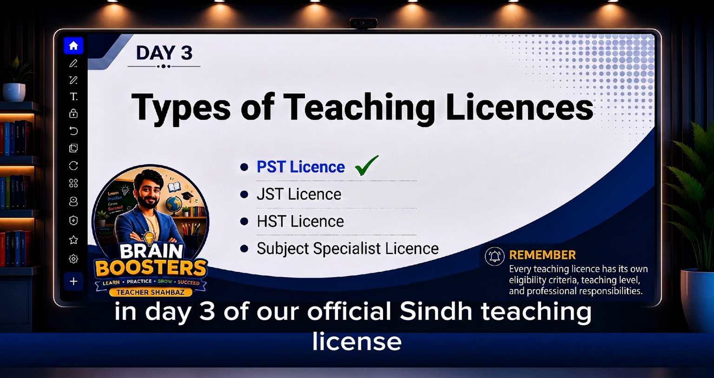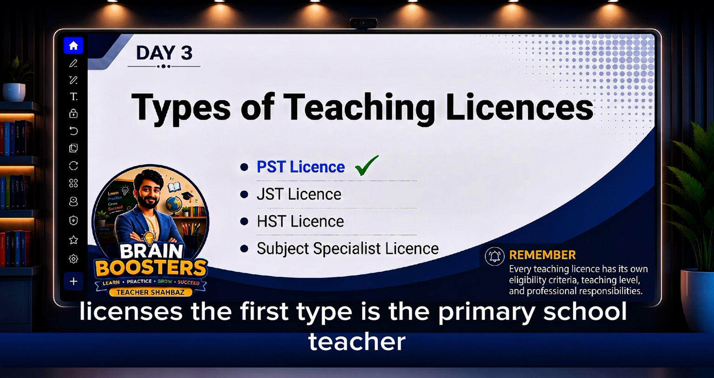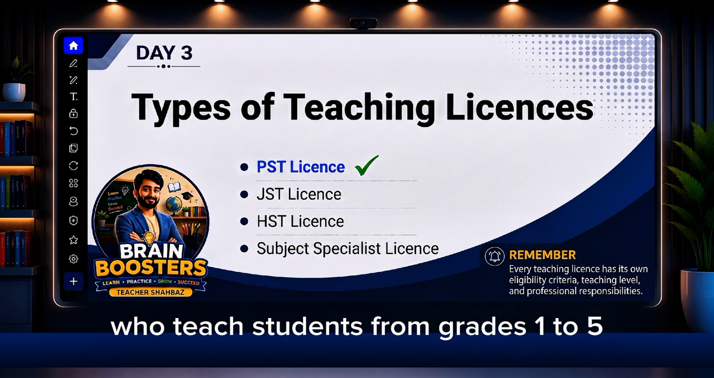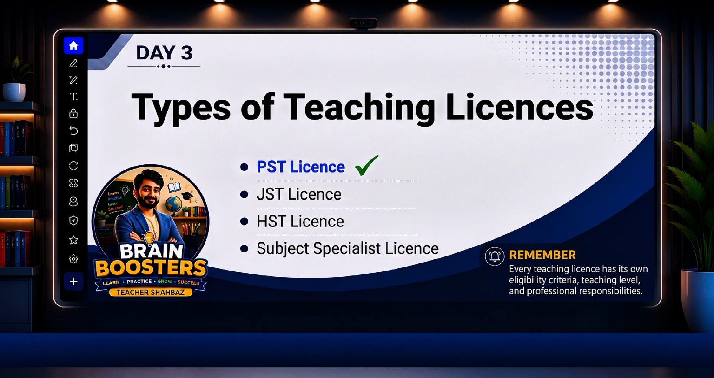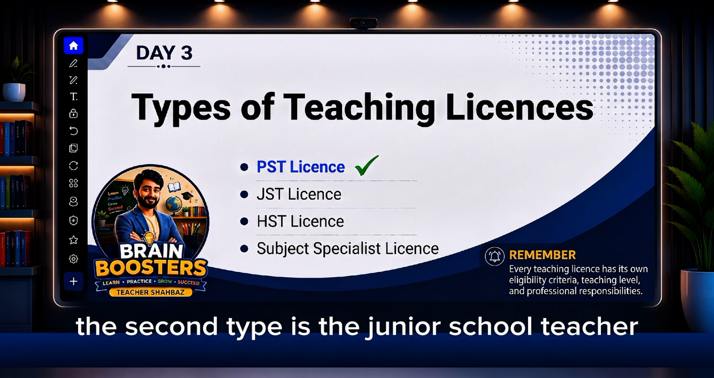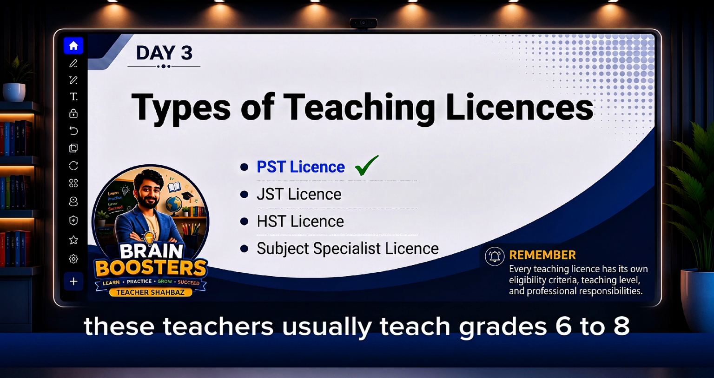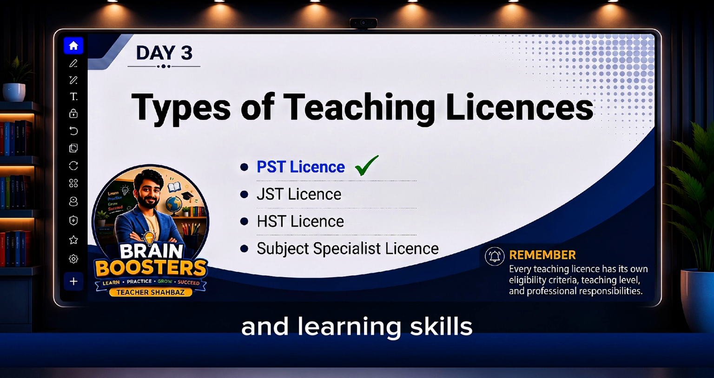Today, in day 3 of our official Sindh teaching license preparation course, we will learn about the different types of teaching licenses. The first type is the primary school teacher or PST license. It is designed for teachers who teach students from grades 1 to 5 and help build their educational foundation. The second type is the junior school teacher or JST license. These teachers usually teach grades 6 to 8 and focus on strengthening students' subject knowledge and learning skills.